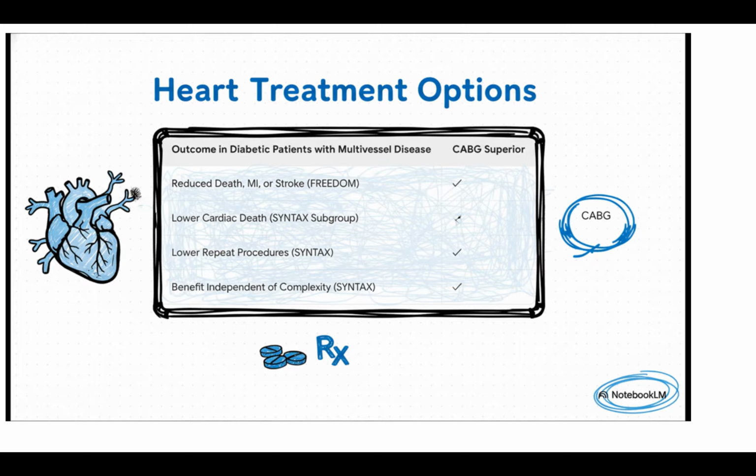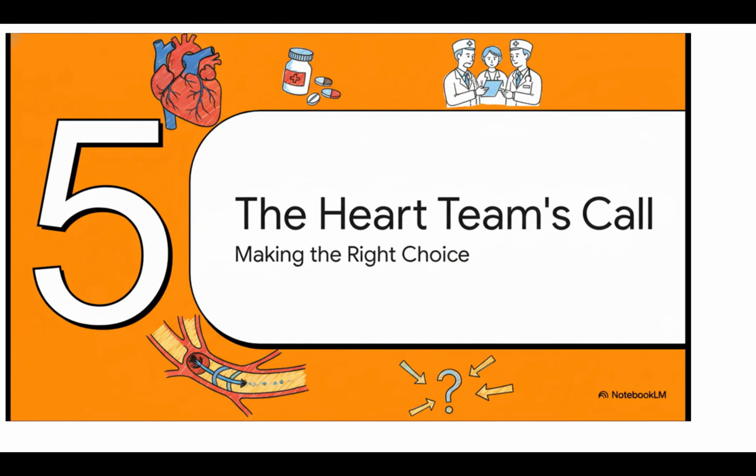And the conclusion was crystal clear. For diabetic patients with blockages in multiple arteries, bypass surgery was hands down the better option. It led to lower rates of death, heart attack, stroke, and the need to go back in for more procedures. And this was true no matter how complex the disease was.